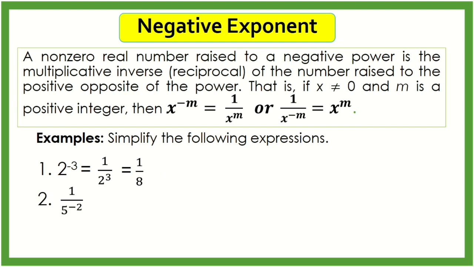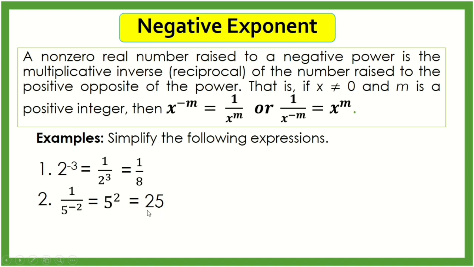Okay, number 2. We have 1 over 5 raised to negative 2. Ang denominator natin yung may exponent na negative. So, ang mangyayari, kopyahin natin yung base and then palitan natin ng positive exponent. Okay, so magiging 5 squared. 5 squared is equal to 25.